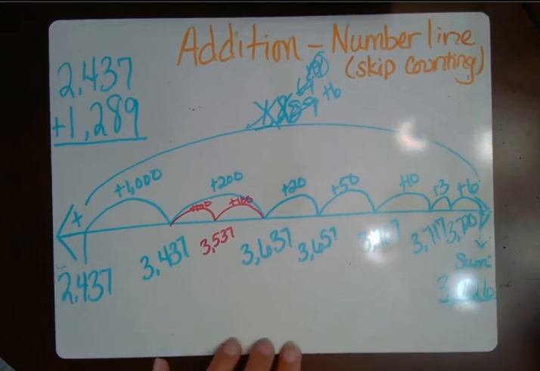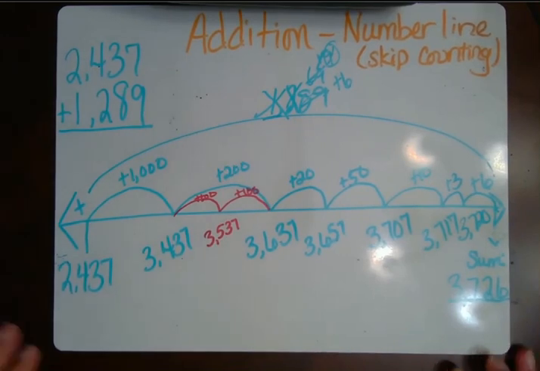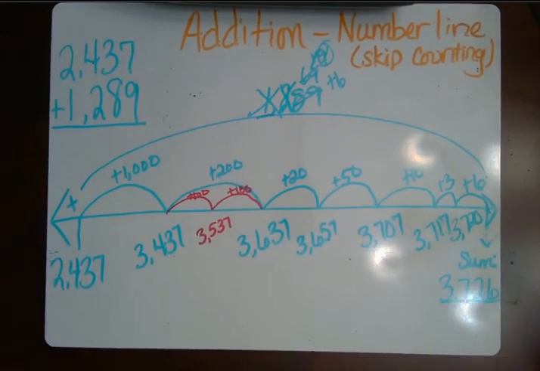3,726. And that's, sorry, I didn't realize there was a glare. And that's how you can use a number line to add whole numbers using skip counting.